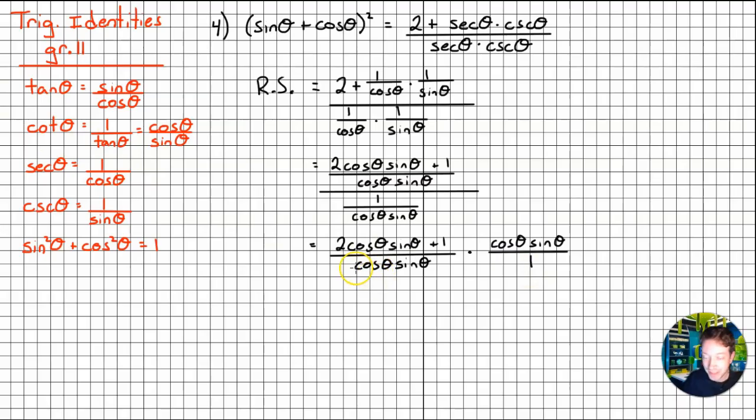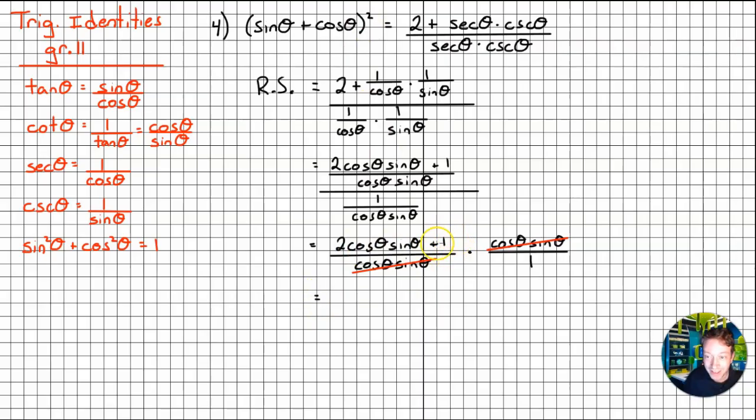So we have cos theta sine theta over 1. Now it's been pretty messy, but now it's going to simplify quite nicely. So those are all going to cancel. And it looks like we're left with 2 cos theta sine theta plus 1. But that's not what we're looking for. But notice that sine theta plus cos theta squared would be a perfect square. If only we had a perfect square down here.